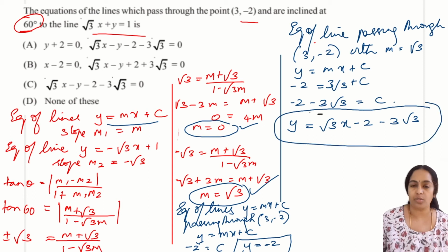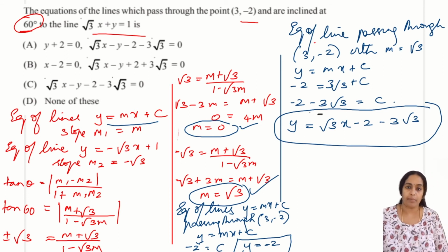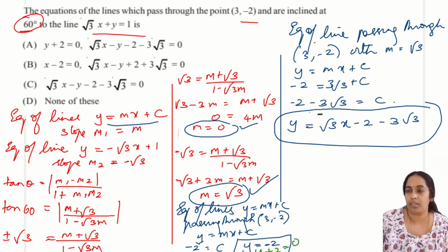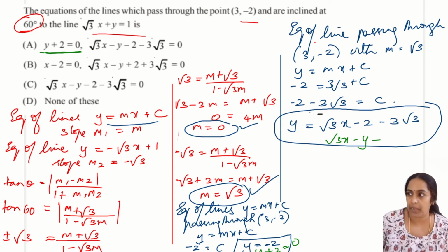So I have these two equations of the lines which are inclined at 60 degrees to the line given in the question, and they are also passing through the point 3 comma minus 2. Let me see the options which match here. The first option, y plus 2 equals 0. Yes, I have y plus 2 equals 0 here, so this is a correct equation of the line. The second equation given there is root 3x minus y minus 2 minus 3 root 3. Let me see this. Root 3x minus y, transposing y to the right hand side, becomes minus 2 minus 3 root 3 equals 0. So this is also correct, which means option A.